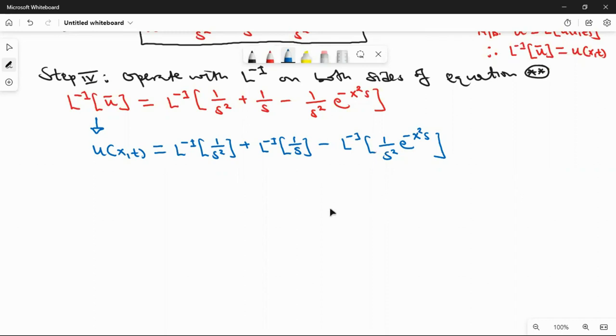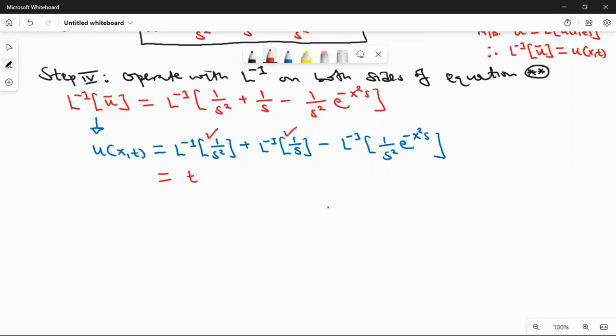The first two terms on the right-hand side are easy to invert. So on the right-hand side, what is the inverse of 1 over S squared? That is t. It is the Laplace transform of t, which gave you 1 over S squared. What about the inverse of 1 over S? We are done with this.